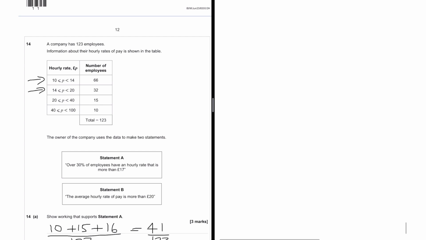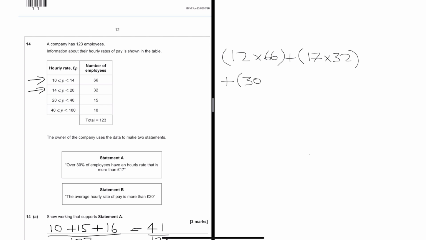What I mean by that, I can just do it on this side. For the first bracket, 10 to 14, we'd say that the midpoint is 12, and we multiply that by 66. And then we take the next one, which is 14 to 20, so the midpoint is 17 times 32. And then we have 20 to 40, so the midpoint is 30 times 15. Plus, lastly, the midpoint is 70 times 10. And all that would be over 123.